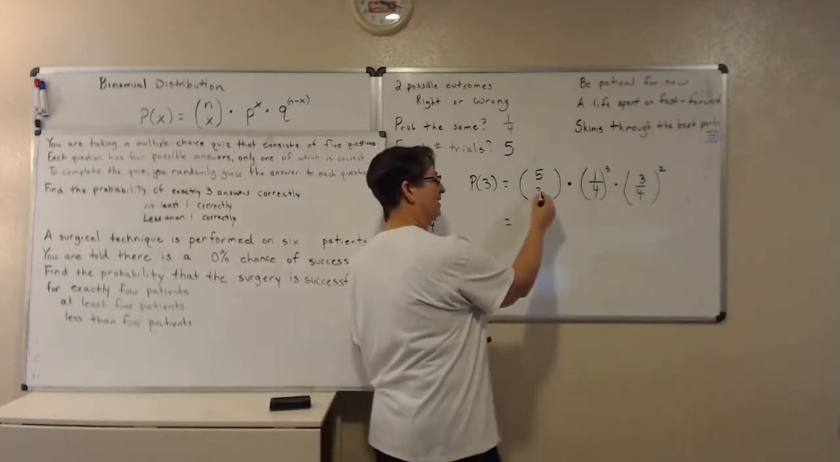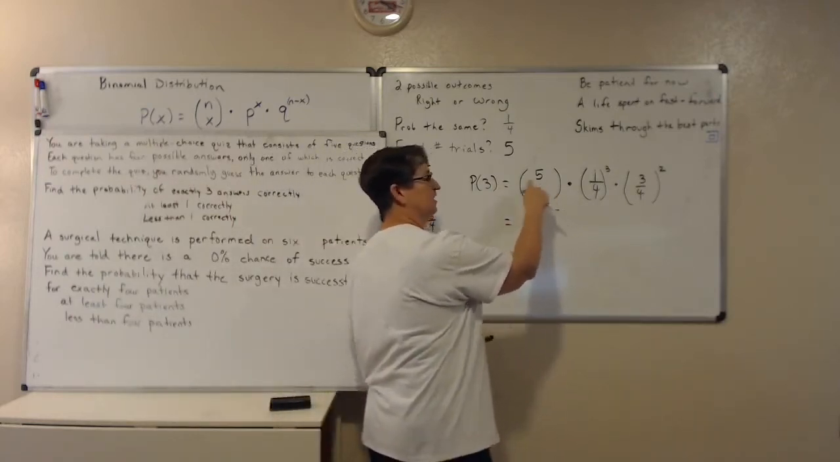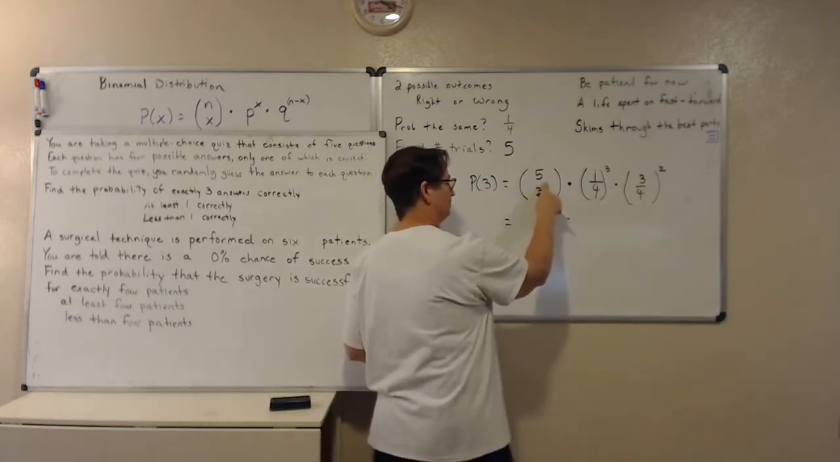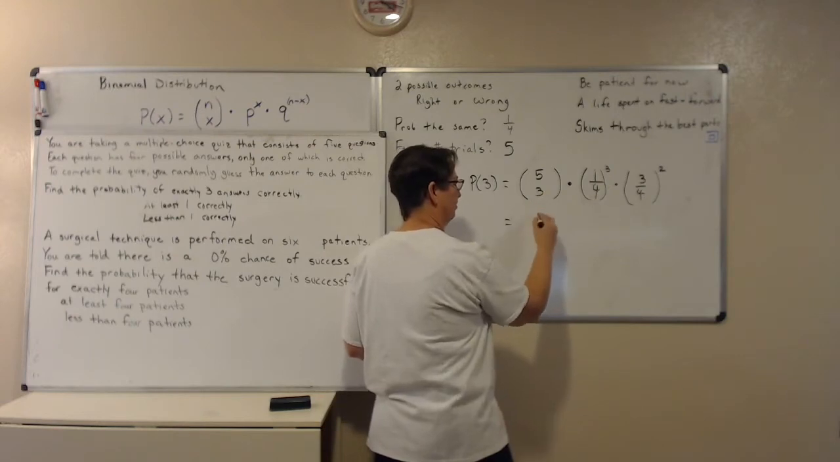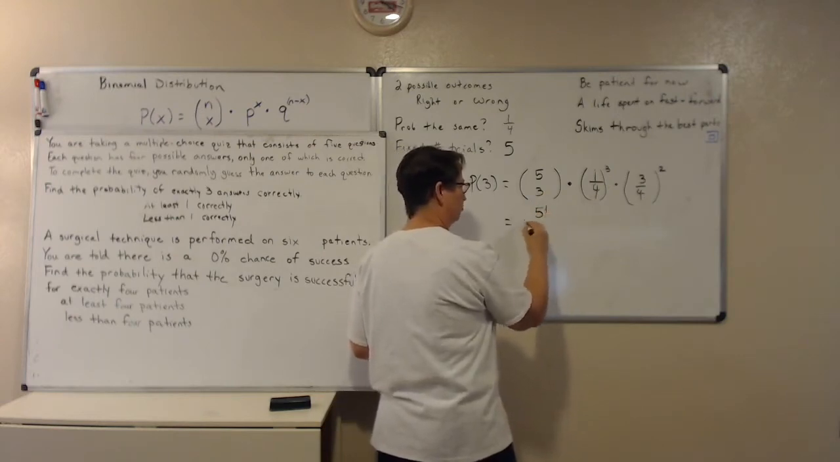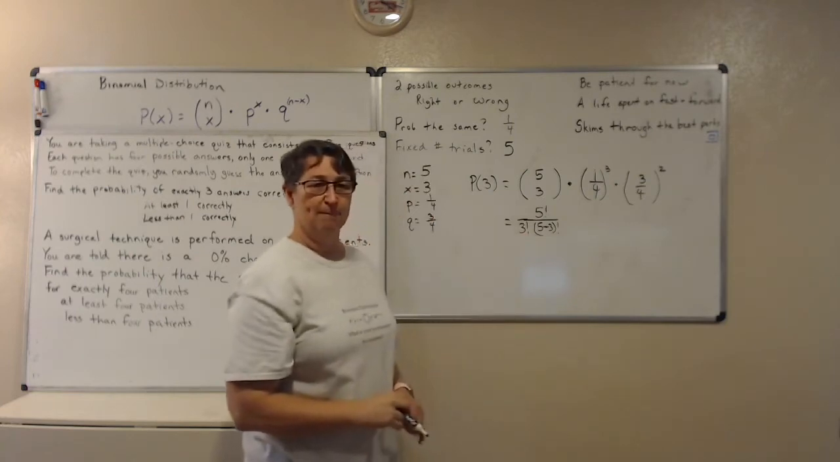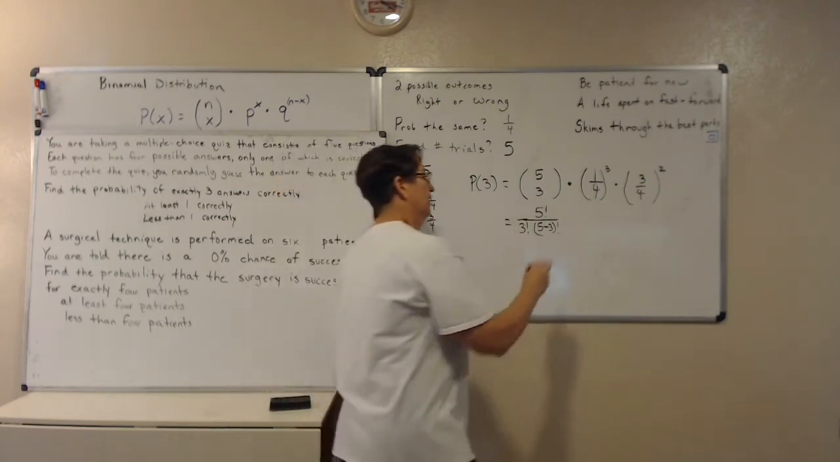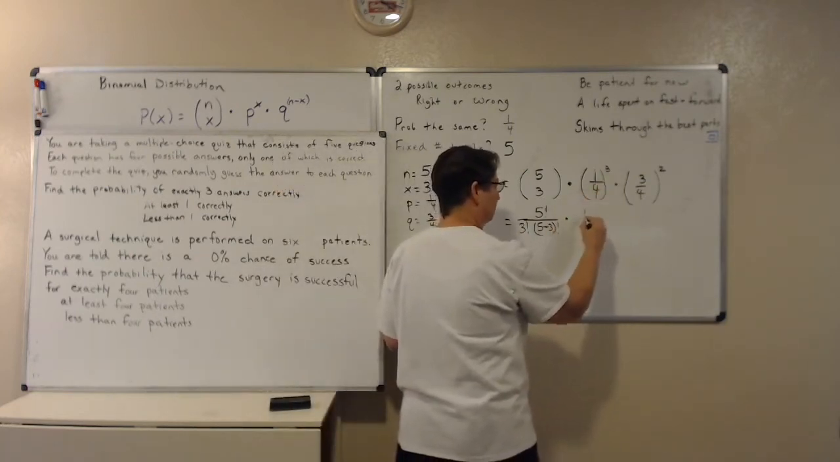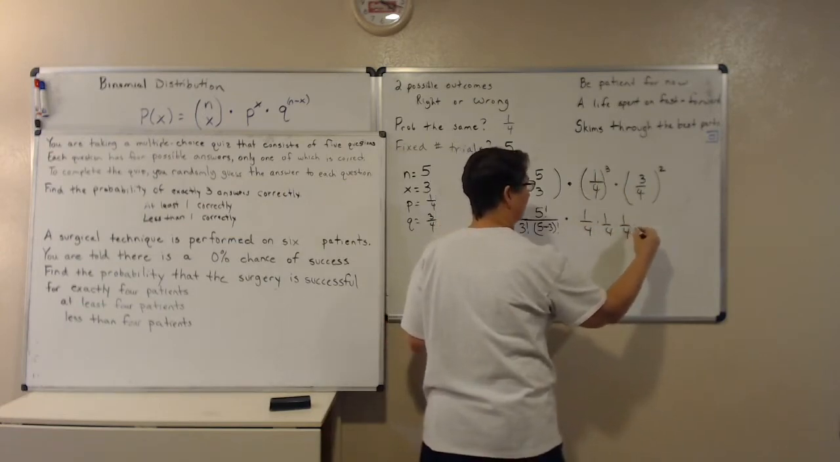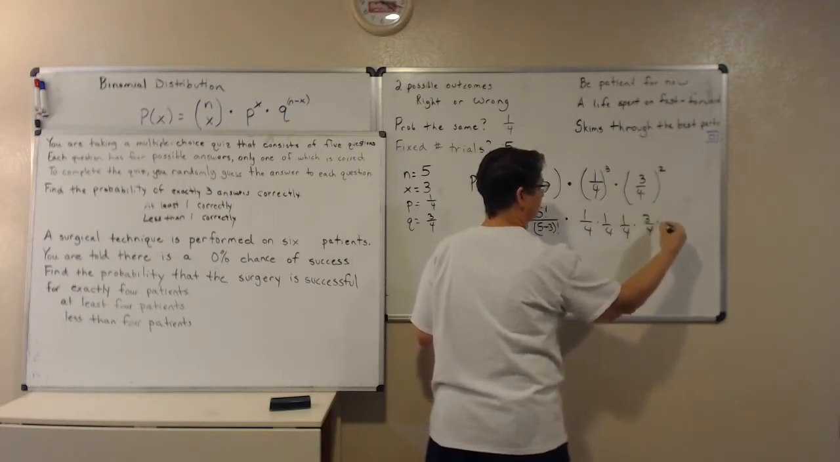This is my combination. Notice I did not draw a vinculum. If you guys don't draw a vinculum on there, there's no line there. It's just 5 choose 3 here. On top I have 5 factorial. On bottom I have 5 minus 3 factorial, and then 3 factorial. Remember, that's the formula for the combination. Now this cubed means I'm doing 1/4 times 1/4 times 1/4 times 3/4 times 3/4.